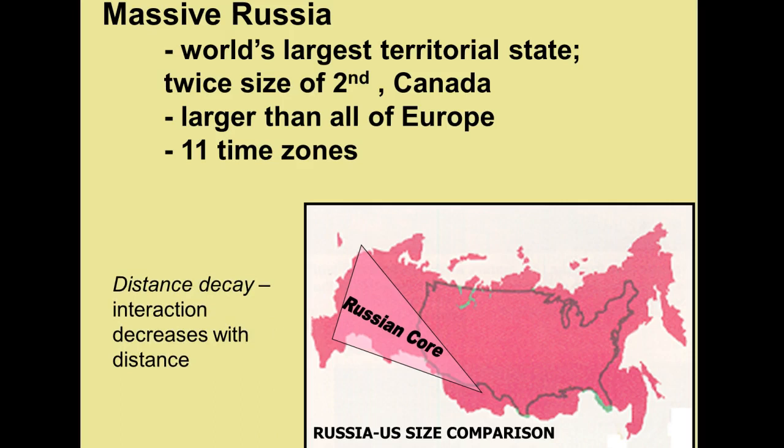The concept of distance decay is at play in Europe, in which interaction decreases with distance. So what we will see is the further one travels from the Russian core, the less contact, the less influence, the less interaction you will have. So the idea of distance decay is with distance you see a decaying of interaction or exchange.